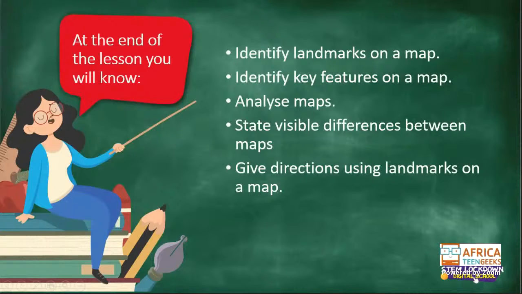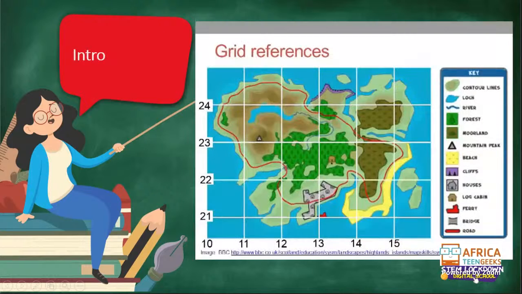Let's go. So this is our first picture, okay? I just want you to tell me what different things you can identify on this picture. Now, this is a picture of a map. So later on, we're going to be using maps to give directions. So don't get confused. It's not geography, okay? It's just a picture of a grid map.